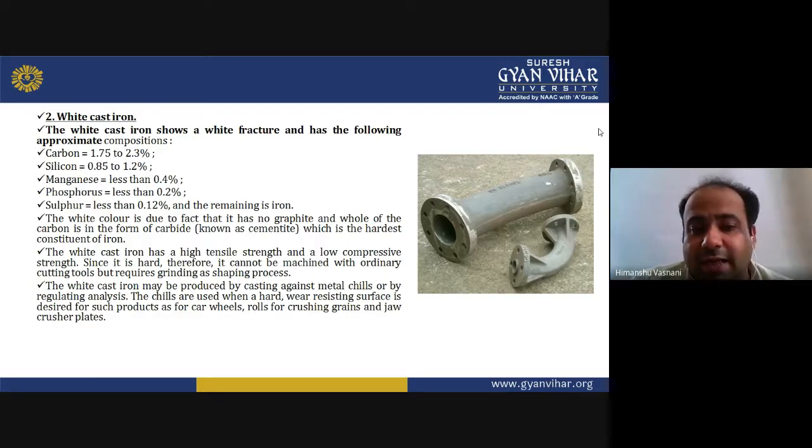The white cast iron has high tensile strength and low compressive strength. Since it is hard, it cannot be machined with ordinary cutting tools. It requires grinding as a shaping process. White cast iron may be produced by casting against metal chills or by regulating analysis. The chills are used when a hard wear resisting surface is desired for products such as car wheels, rolls for crushing grains, and jaw crusher plates. So you can see these applications of white cast iron.